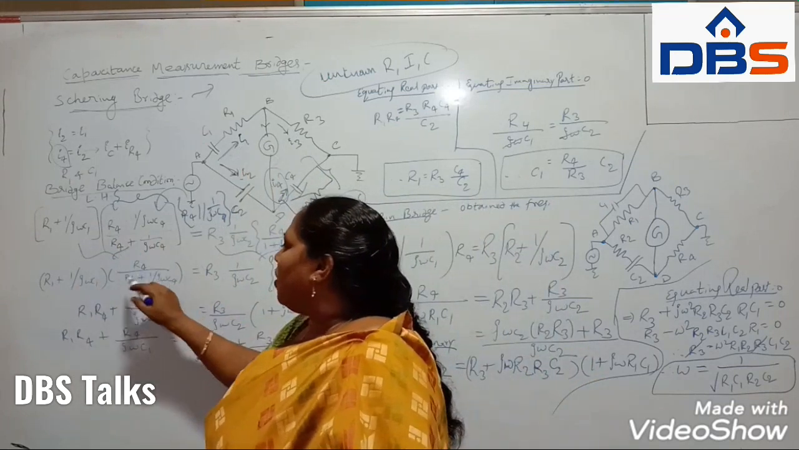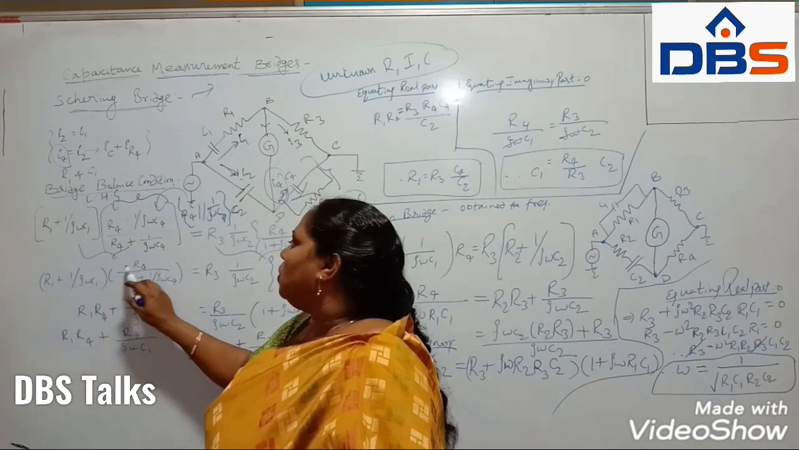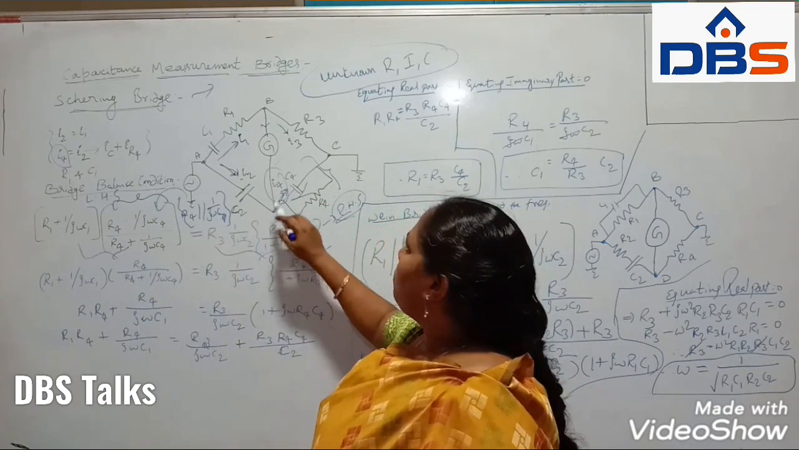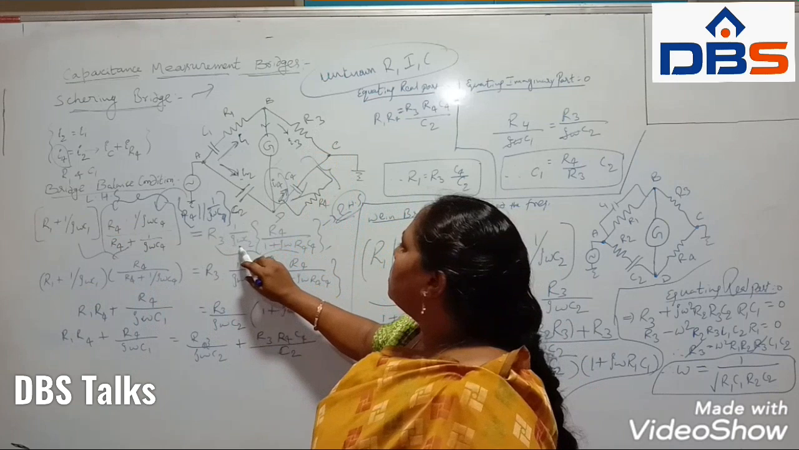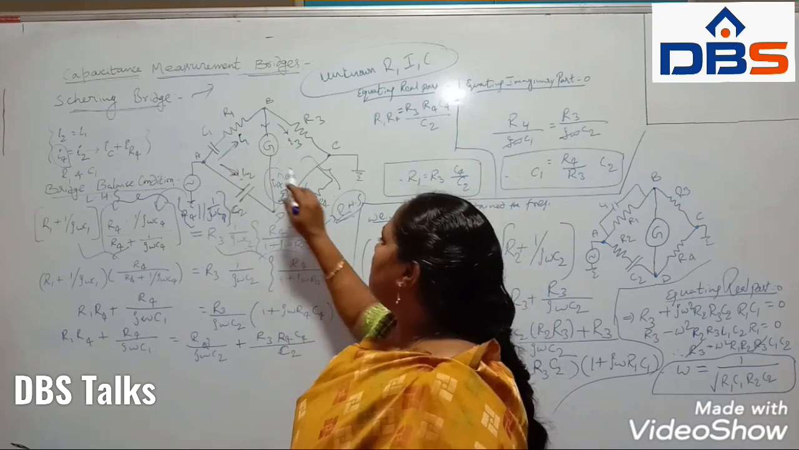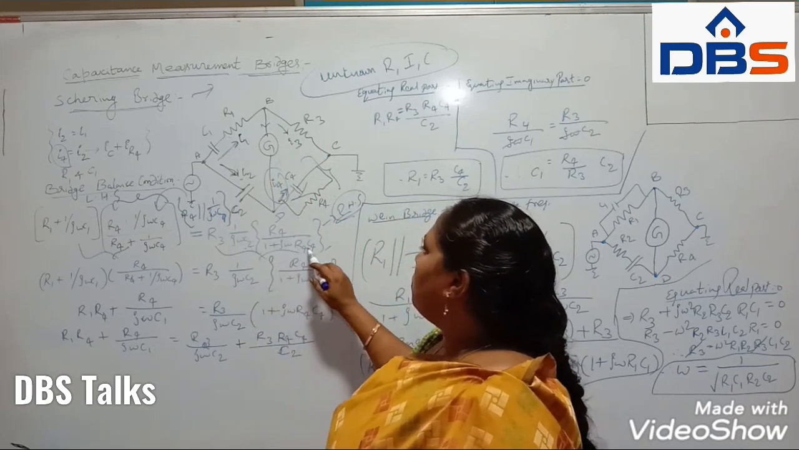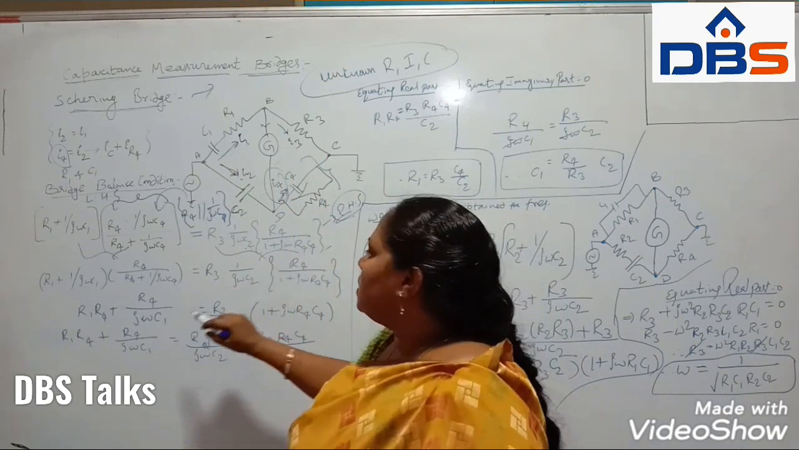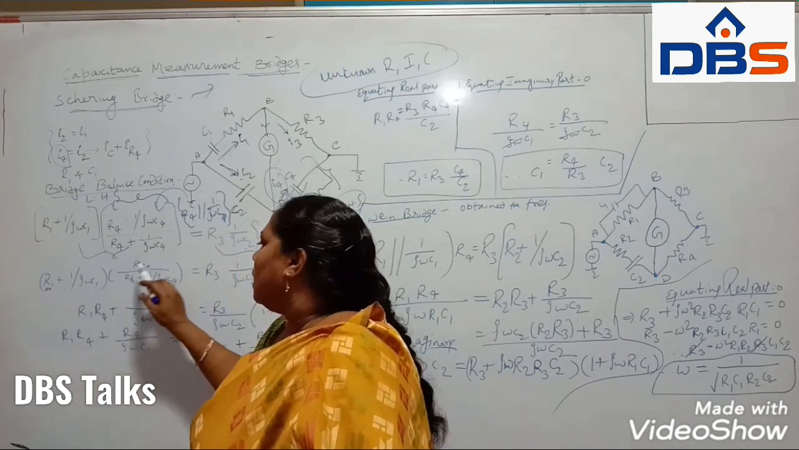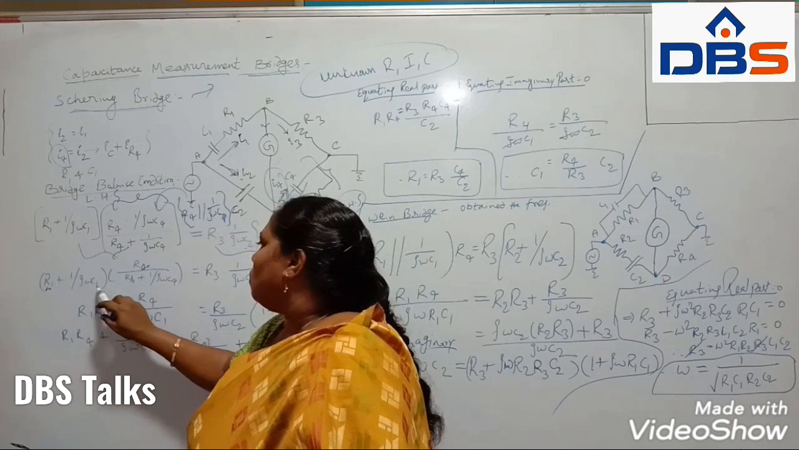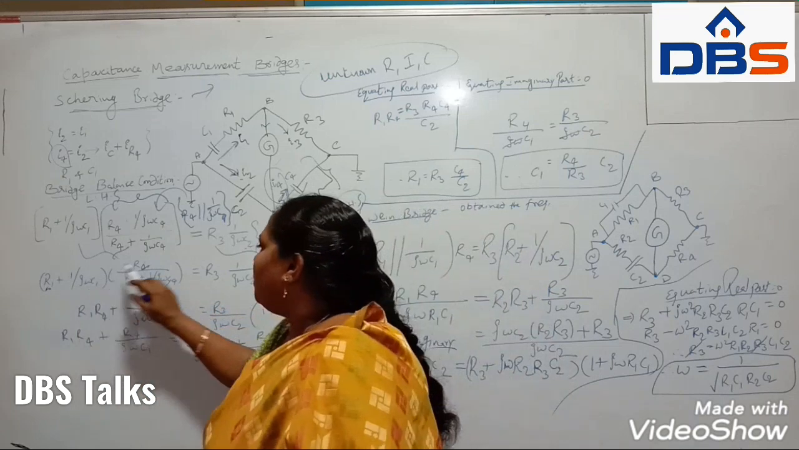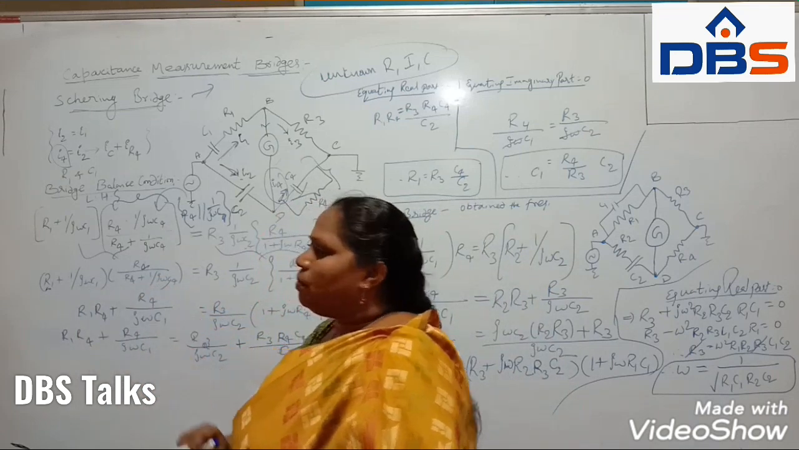Here I will simplify this equation. R1 plus 1 by j omega C1 into R4 by R4 plus 1 by j omega C4 is equal to, what are the opposite resistors? R3 into 1 by j omega C2 into R4 by 1 plus j omega R4 C4. After simplifying this, I will write R1 R4, plus next 1 by j omega C1 into this term, so that is R4 by j omega C1. After simplification, the final term is R4 by j omega C1.